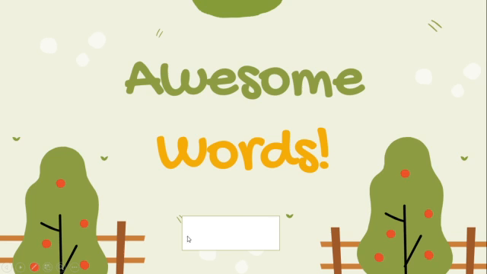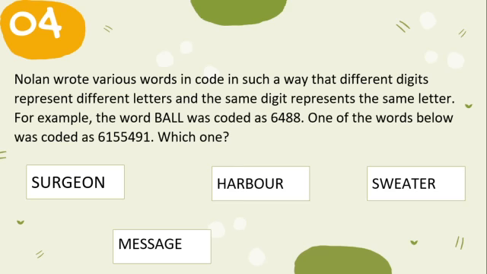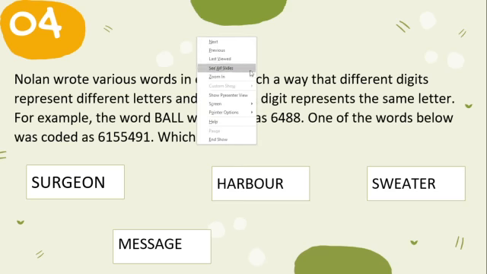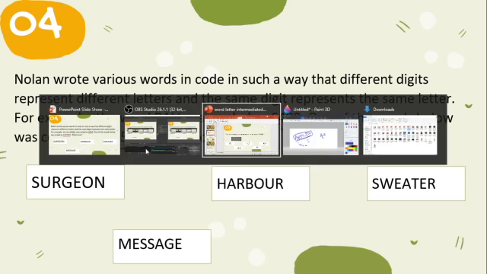Okay, now we move on to the fourth question. Nolan wrote various words in code in such a way that different digits represent different letters and the same digit represents the same letter. For example, the word ball was coded as 6, 4, 8 and 8. One of the words below was coded as 6155491. Okay, I will now explain it.